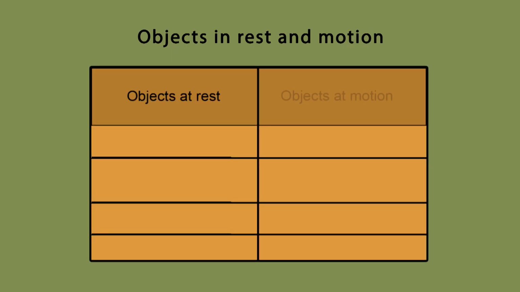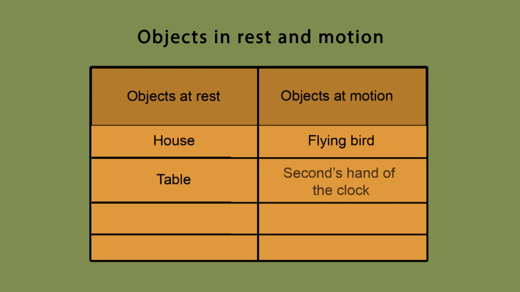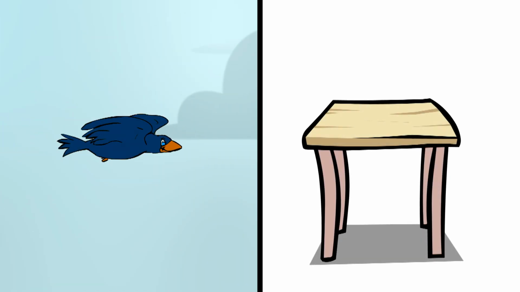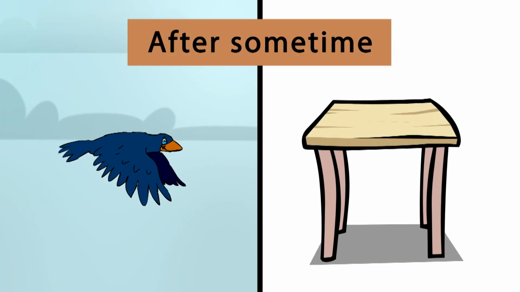Now, think about which of these are moving and which are at rest. How did you decide whether an object is in motion or at rest? You might have seen that the bird is not at the same place after some time, but the table is still at the same place. On this basis, you may have decided whether an object is at rest or in motion. Let us look at the motion of an ant closely. Let's do it through an activity.